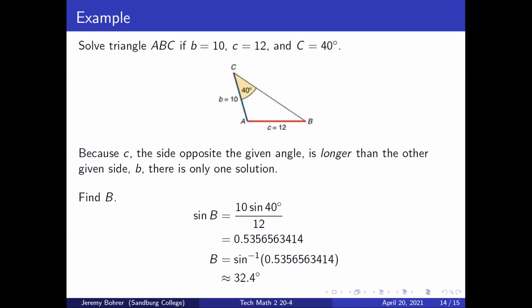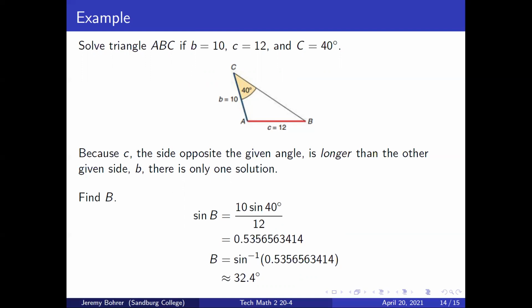Solve triangle ABC if b equals 10, lowercase c equals 12, and capital C equals 40. Here is the initial triangle with the information we're given. Because c, the side opposite the given angle, is longer than the other given side, b, there is only one solution. So we find B. Sine B equals 10 sine 40 over 12. I've just solved that for sine B from the beginning.